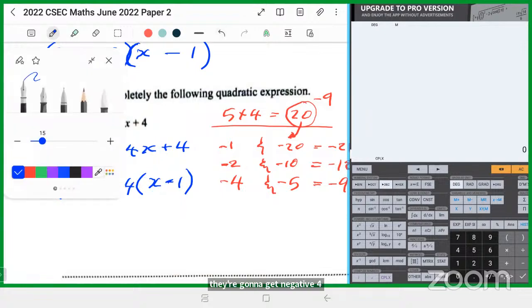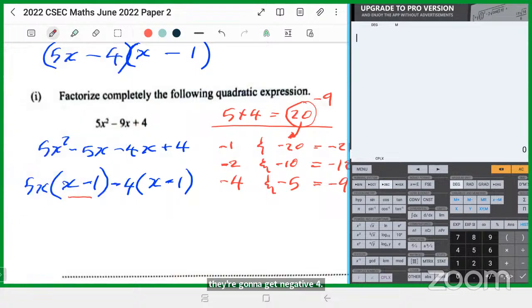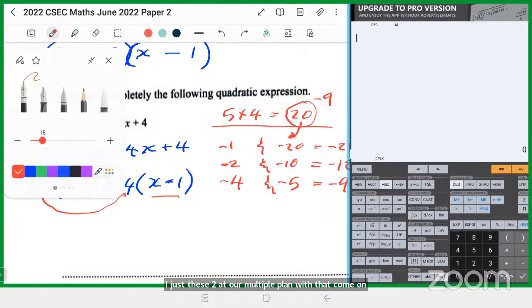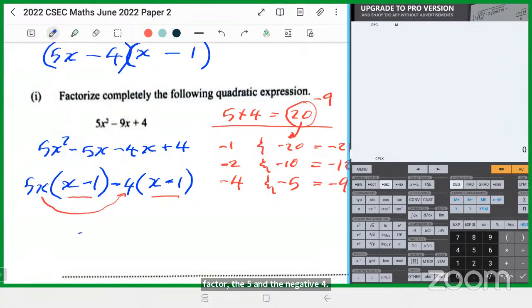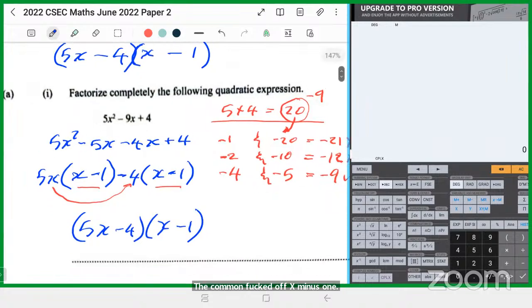And what it is now is that this x minus 1 is a common factor. See, we have it here. And it is these 2 that are multiplying with that common factor, the 5 and the negative 4. And so if you factorize, you're going to get the 5x minus 4. That's a 5x and the minus 4. And that's why I need to put a plus or minus value in between here. For the common factor of x minus 1 times x minus 1, and these same values that we have here.